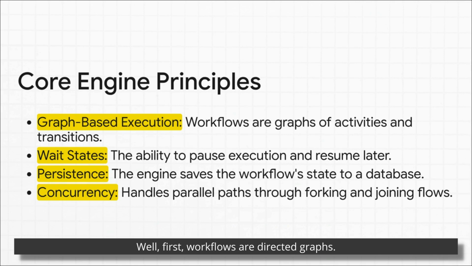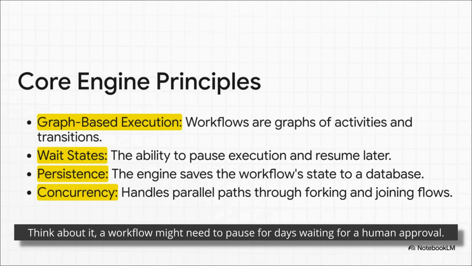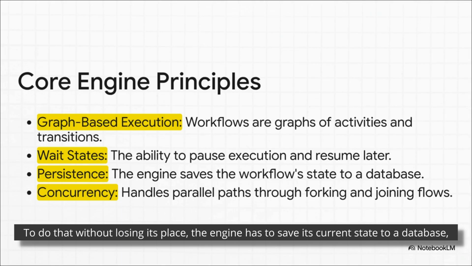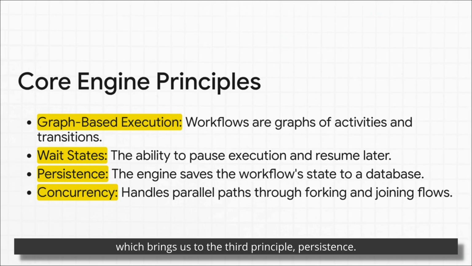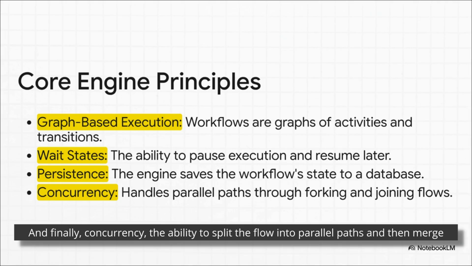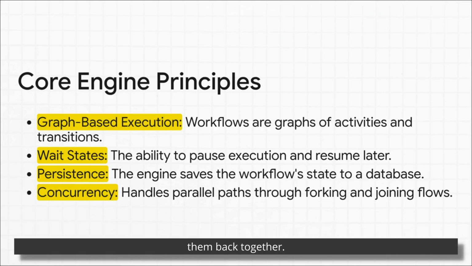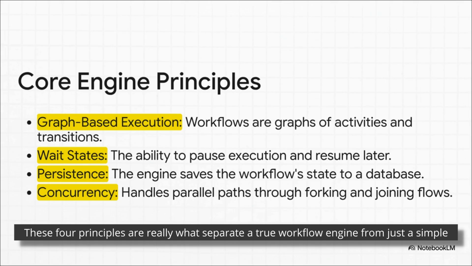Well, first, workflows are directed graphs. Simple enough. Second, they have to support wait states. Think about it. A workflow might need to pause for days waiting for a human approval. To do that without losing its place, the engine has to save its current state to a database, which brings us to the third principle, persistence. And finally, concurrency, the ability to split the flow into parallel paths and then merge them back together.